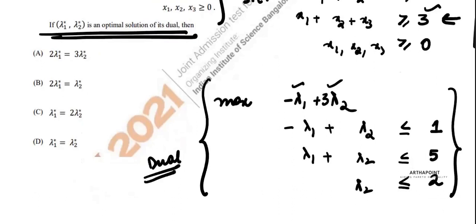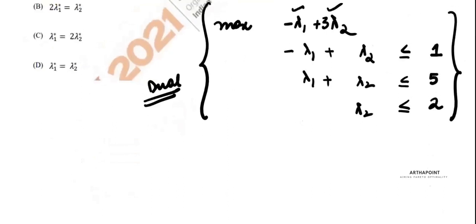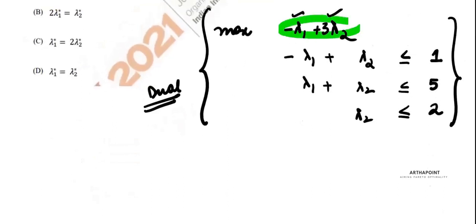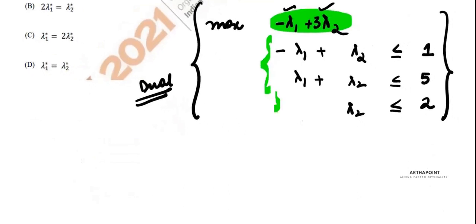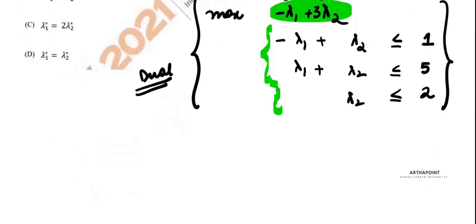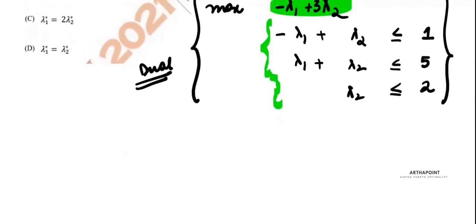Now I just want to find out the optimal solution of the dual. It's very simple. I just have to maximize this equation subject to these constraints. There are 3 constraints that I have. I have to find the maximum value of this equation with these constraints. So what am I going to do? I am going to simply plot these lines.